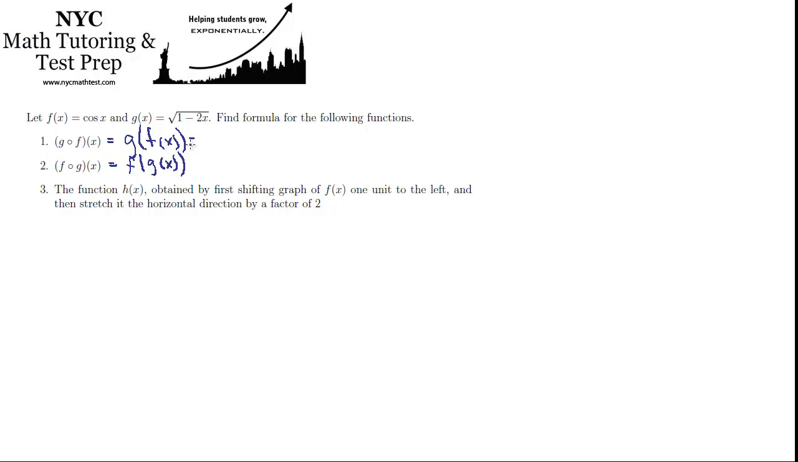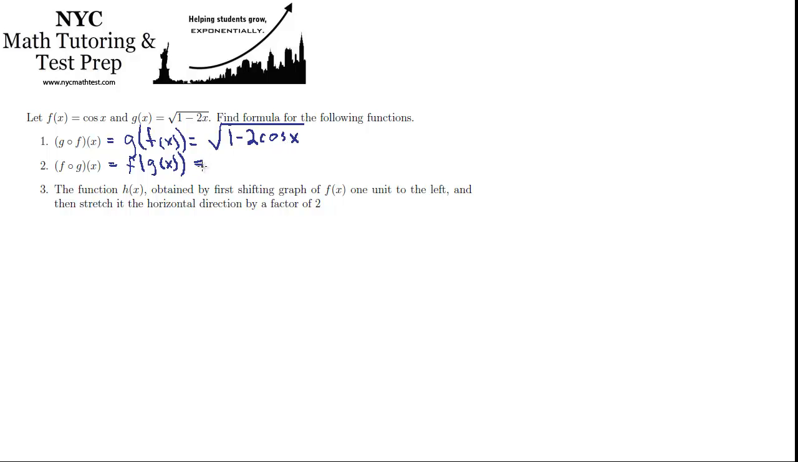Alright, so how do we actually do that? Well, we basically write the g function, and then when we get to an x, we instead write what the f function actually equals in its place. So in this case, the g function is square root of 1 minus 2, and now instead of writing x, we write f of x, which is actually cosine x. Cosine x, and that is the g of f of x.